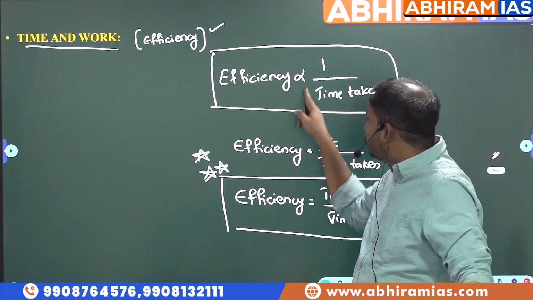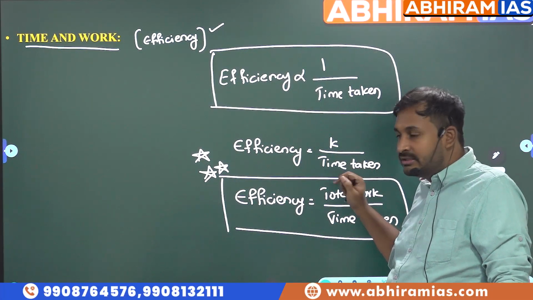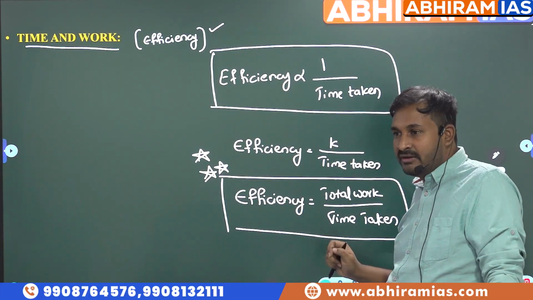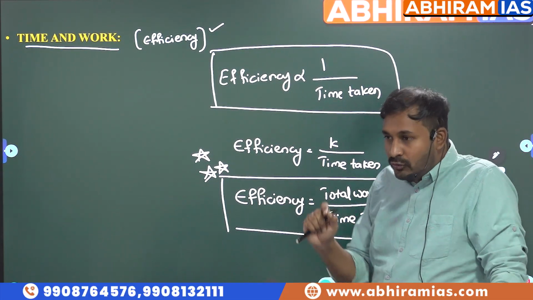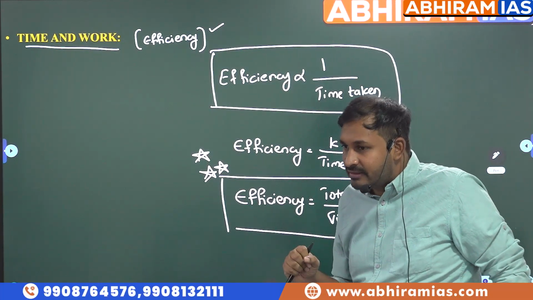Next, to remove a proportional symbol, in general what we do is multiply it with a constant, right? So I multiplied it with a constant and I have taken time taken. Now to compare the efficiencies of two persons, should I give them the same work or different work?